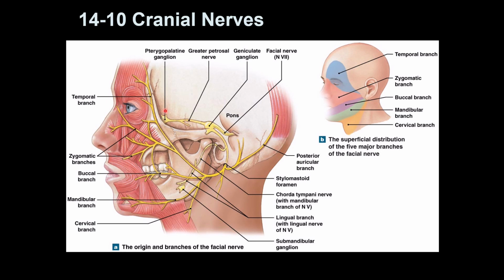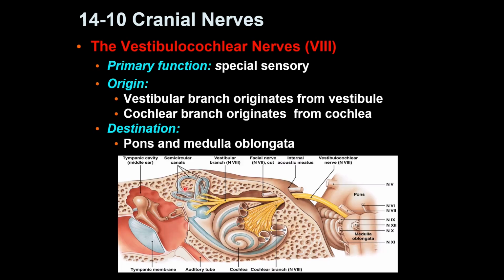Cranial nerve 8 is called the vestibulocochlear nerve. This is a special sensory nerve, and it has two parts. This is the temporal bone, and inside the temporal bone is the inner ear. There are two parts. The part that you see is called the cochlea, and these are the nerves. This is responsible for hearing.